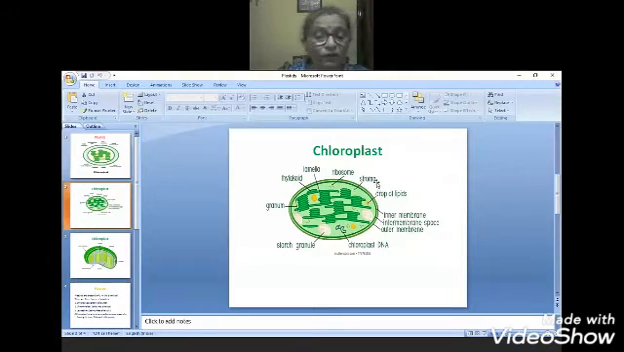Actually, when we talk about photosynthesis, the reaction is divided into two parts: light reaction and dark reaction. Light reaction requires light, and dark reaction doesn't require light. So light reaction occurs in the granum, and dark reaction occurs in the stroma. Now you can see that the chloroplast has its own DNA and ribosomes. It means that chloroplast is a semi-autonomous organelle which can make its own copy.